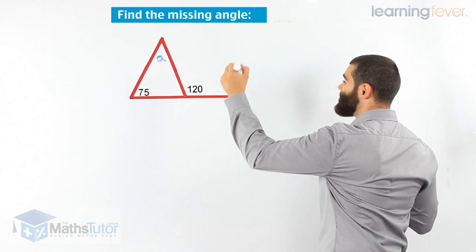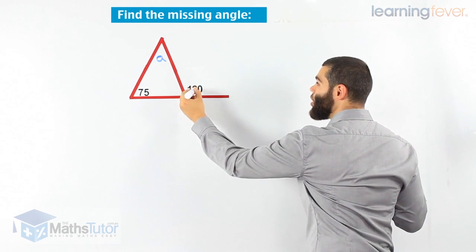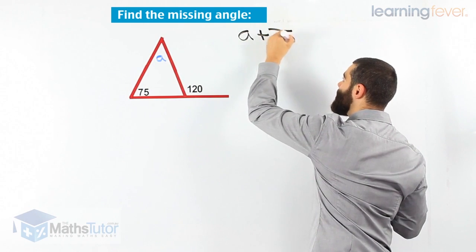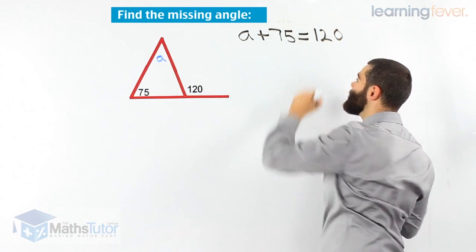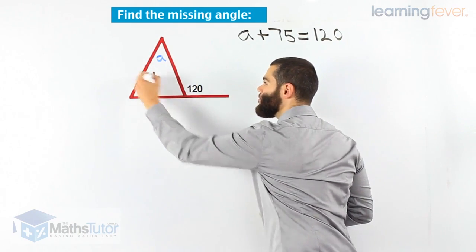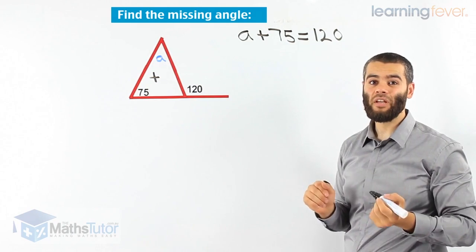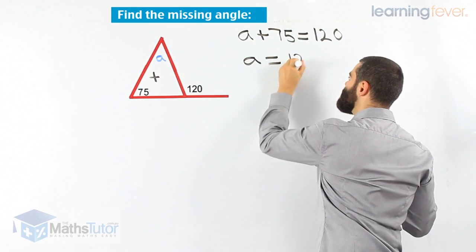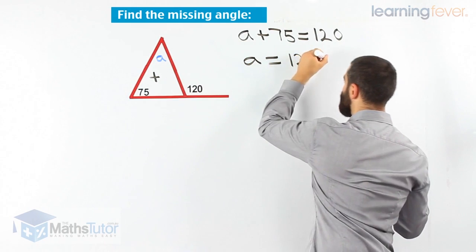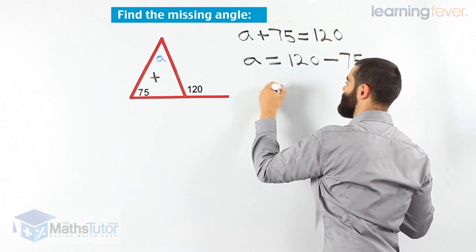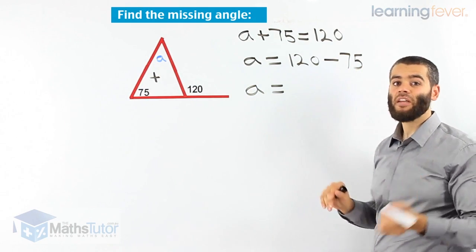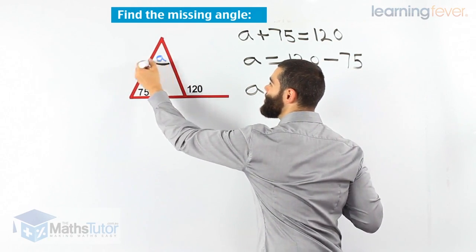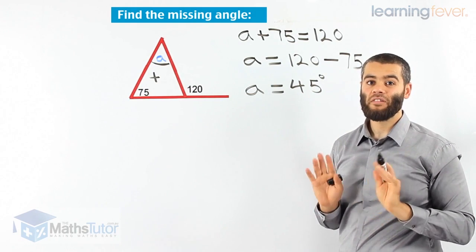We know that the exterior angle is a total of these two added together. A plus 75 equals 120 degrees. These two added together, A and 75, make 120 degrees. So we are trying to find the interior angle. So it is the opposite. 120 is the total minus 75. 120 take away 75 is 45 degrees. Therefore, A, this angle there, is 45 degrees.